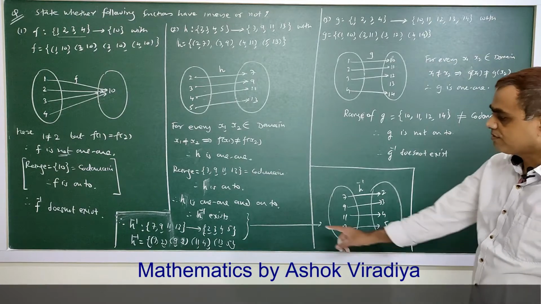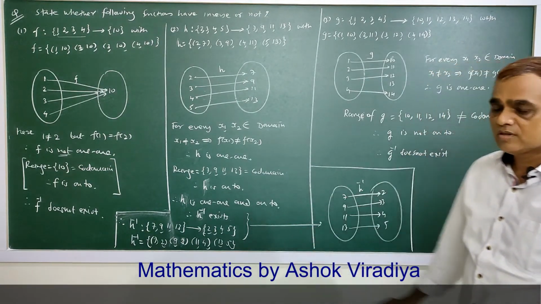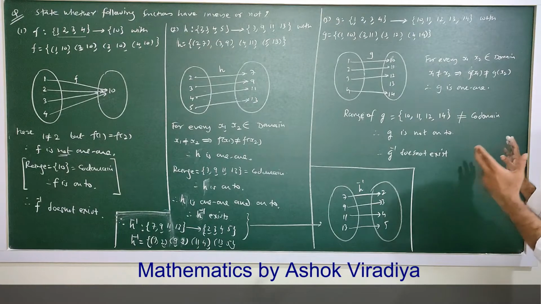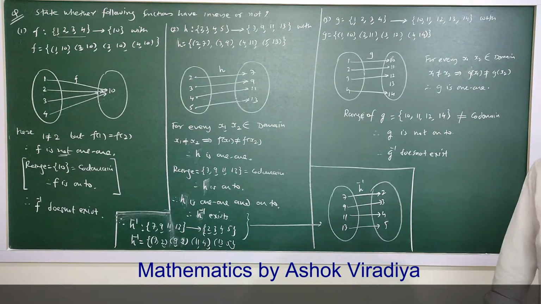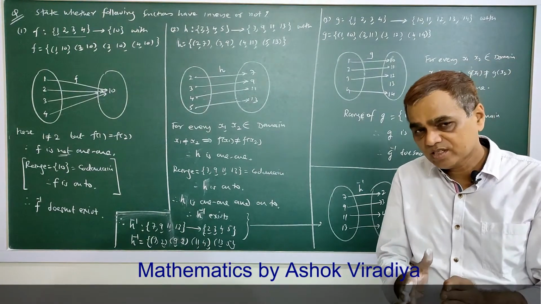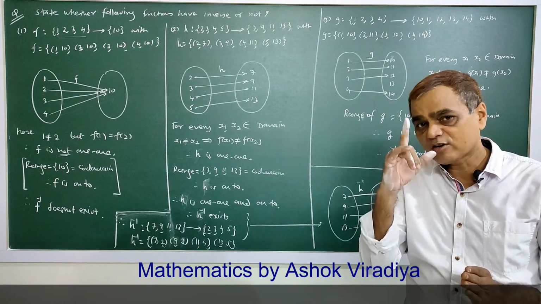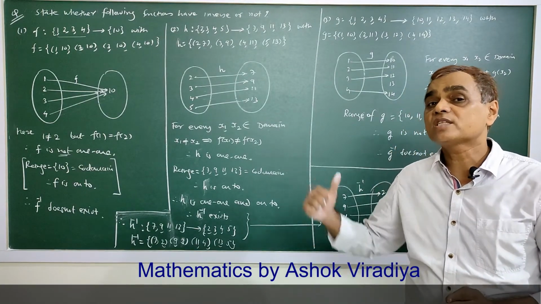So this is the Venn diagram of this function. So this is the meaning of an inverse function. So remember this very important property: if a function is 1-1 and onto both, then its inverse exists.